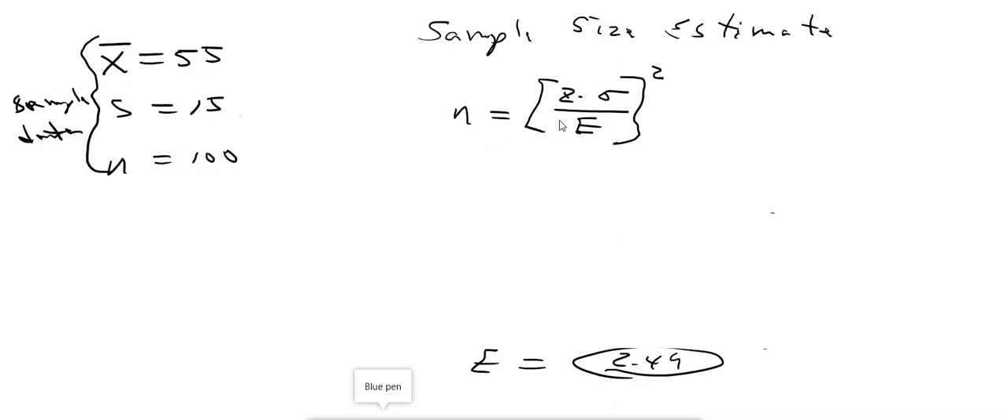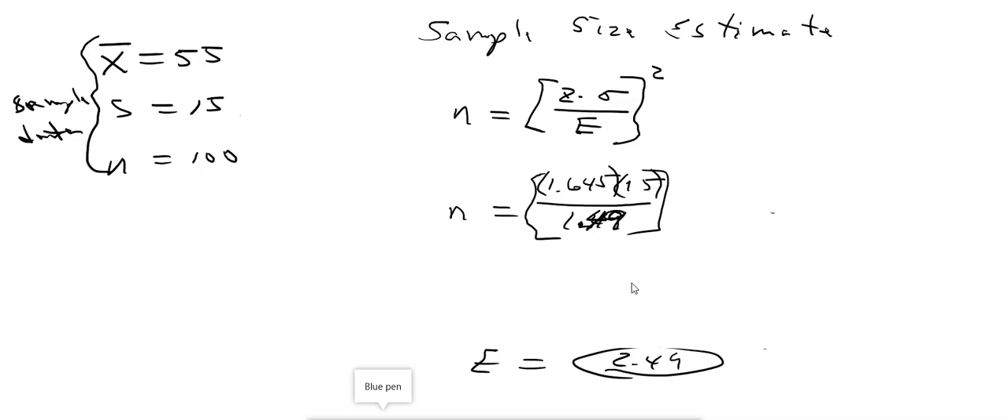We want it to be 1.49. So for E, I don't want to put 2.49 in here. I want it to be smaller. So we have N equal to, we had a 90% confidence interval, that was 1.645. Standard deviation was 15. E, we're going to make it 1.49, cutting that down by one whole unit. And then just calculate it.